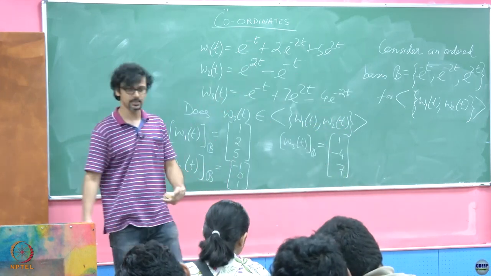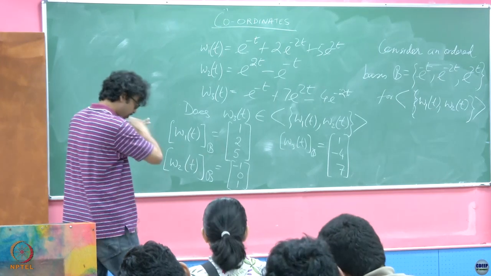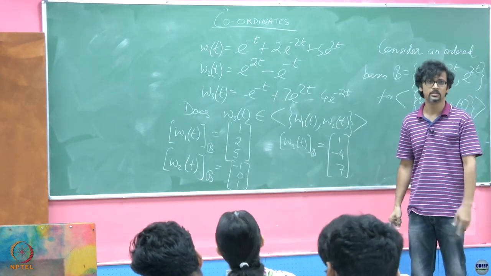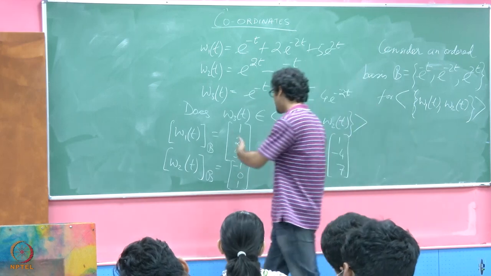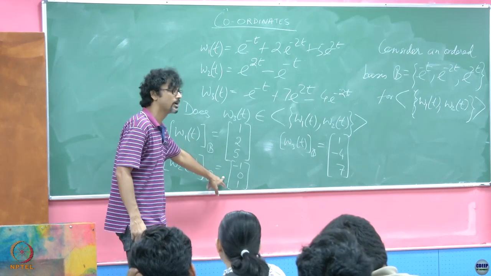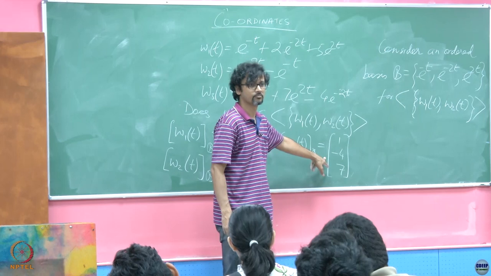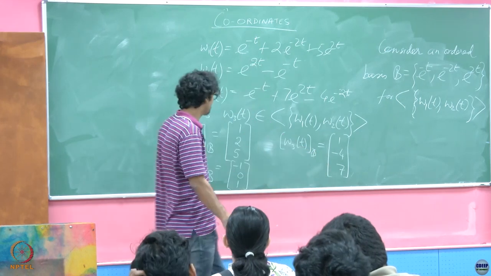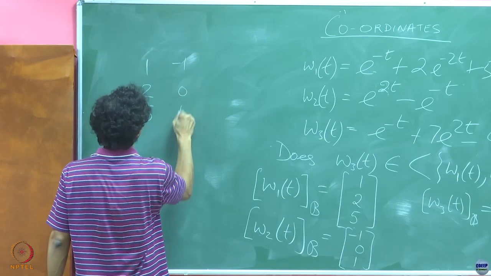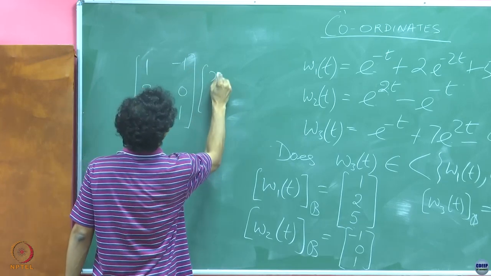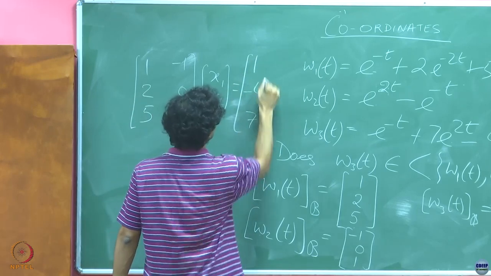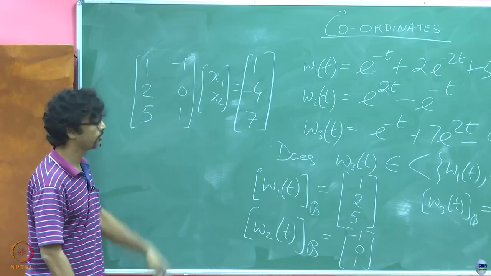So all those time dependencies and things are gone. You have ripped it apart and torn it down to its bare minimum, which is an n-tuple, a three-tuple in this case. And all that you are asking now is, do there exist scalars C1 and C2 such that C1 times this vector plus C2 times this vector is equal to this vector, right? So that is analogous to asking whether the following matrix with columns 1, 2, 5 and minus 1, 0, 1, times x1, x2 is equal to 1, minus 4, 7, whether this linear system of equations has a solution or not.